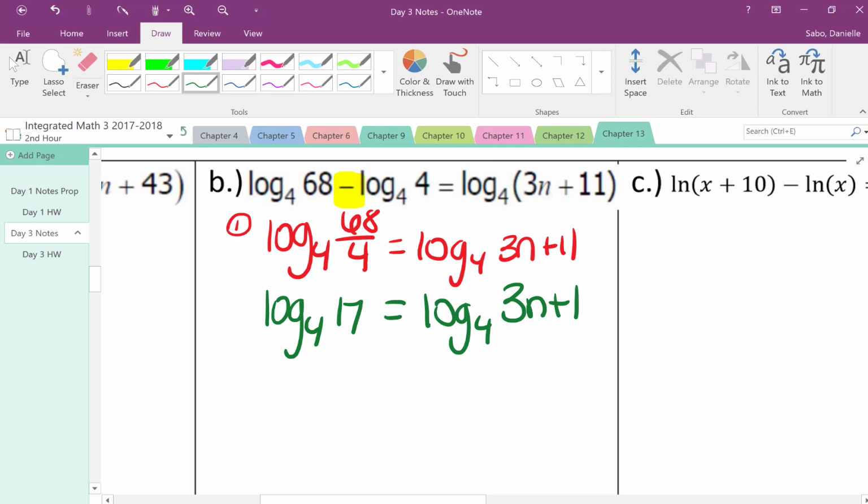Do you have questions on that part? You sure? Ooh, not 1, 11. Now do I have a log that's the same exact base equaling the same exact base on the other side? Yes, so goodbye, they're gone. And now I'm just left with what was there, the arguments. Here they are. And now we're down to something easy. 17 equals 3n plus 11. Get it right and you get a ticket.